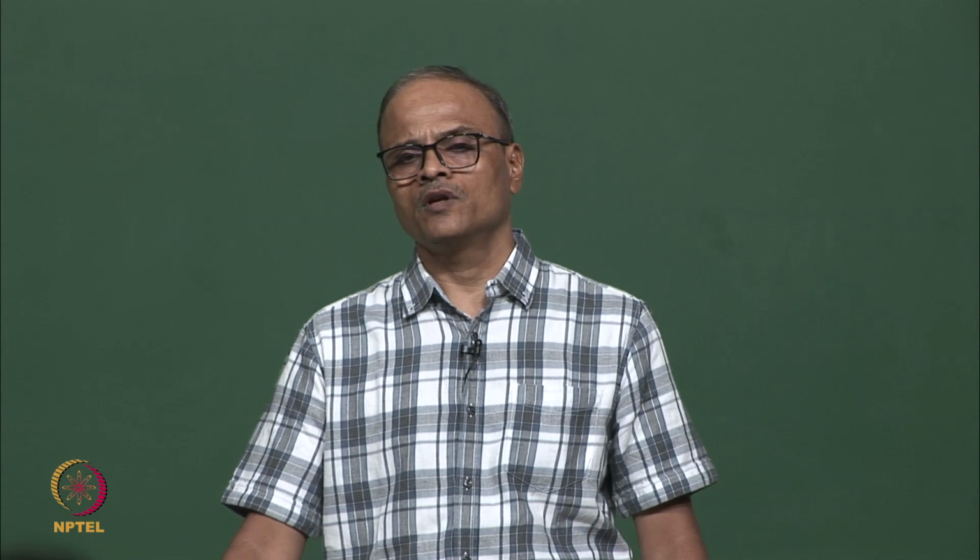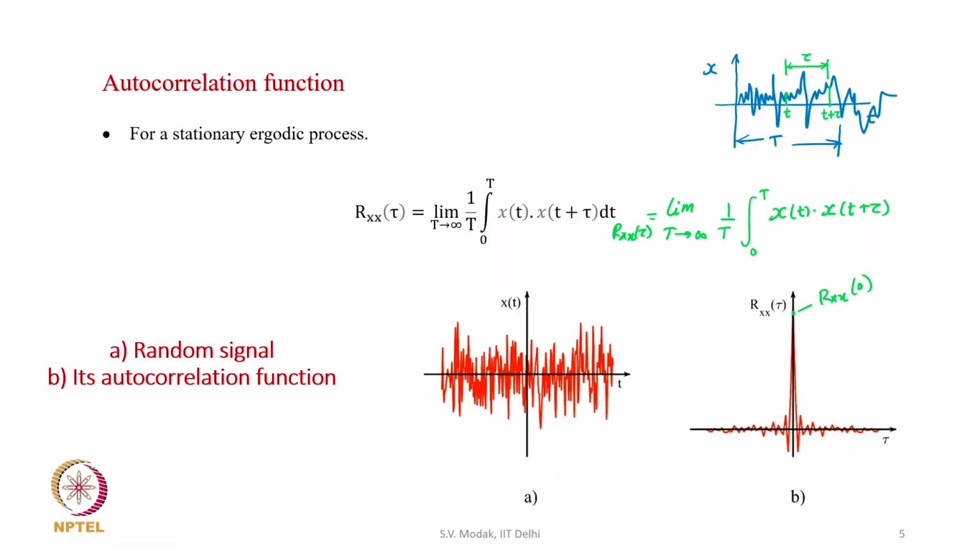But the important question is: does the Fourier transform of the autocorrelation function tell us anything about the Fourier transform of the random signal? Or the frequency domain representation of the autocorrelation function, does it tell us anything useful about the frequency components which are present in the random signal? That is an important question. To answer this question, let us look at the autocorrelation function of a sine signal.